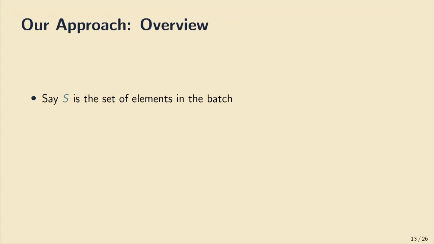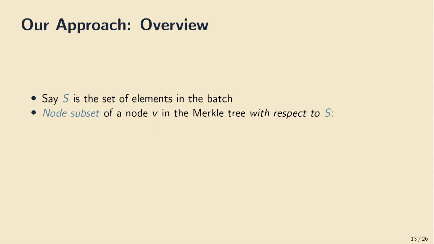So to talk about our approach, I need to define some things first. Say, for example, S is the set of elements in the batch. I'm going to define a node subset of a node V in the Merkle tree with respect to S. So now every node in the Merkle tree will not only have a hash, we'll also have a function which we call node subset. It's a subset that is defined with respect to the claimed batch. The definition is extremely natural.